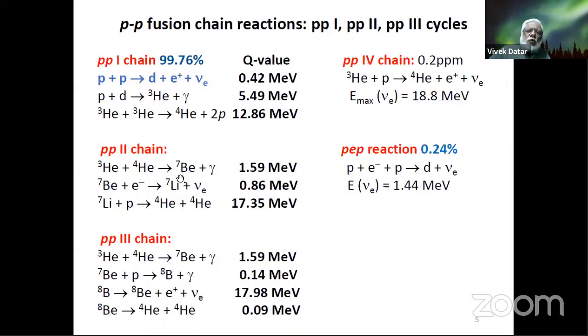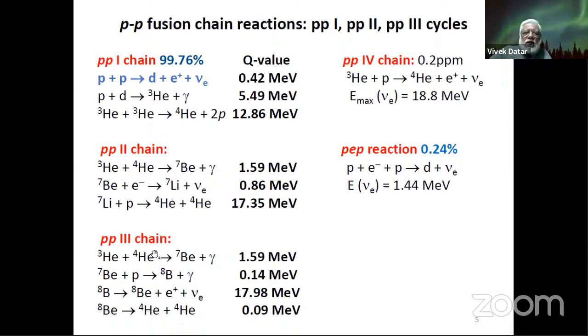Okay. So this produces a monoenergetic neutrino, as opposed to this, which is a continuous spectrum from 0 to 420 keV. This produces a monoenergetic neutrino of 860 keV or so. Then you can have lithium-7 plus proton going to beryllium-8. And as I said, beryllium-8 lives for a very short time, of the order of 10 to the minus 16 seconds, which is long on the strong interaction time scale, but short from the practical viewpoint. And then it decays into 2 alpha particles.